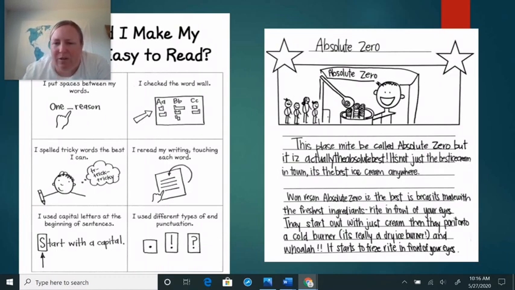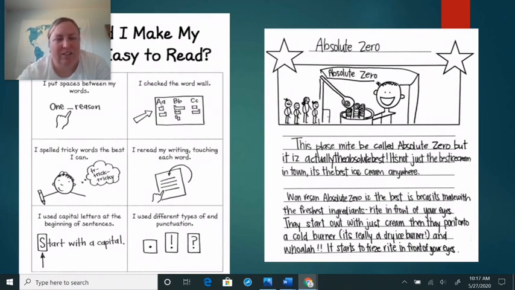"One reason Absolute Zero is the best is because it is made with the freshest ingredients right in front of your eyes. They start out with just cream, then they pour it onto a cold burner. It is really a dry ice burner, and voila, it starts to freeze right in front of your eyes." Did you notice how, again, I really had to read closely to figure out what that meant? And if I'm honest, if I have to do that too many times, I'm probably not going to want to continue to read the writing.